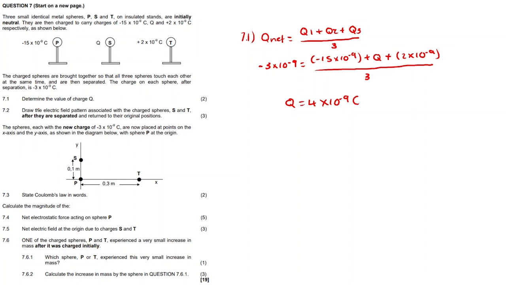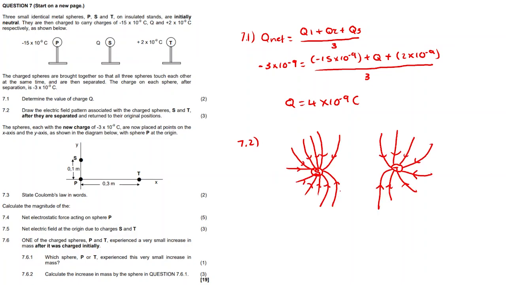Question 7.2. Draw the electric field pattern associated with the charged spheres S and T after they have separated and return to their original positions. After they have separated, they both have the charge of negative 3 times 10 to the power negative 9, therefore both negatively charged. So all your field lines should be pointing towards the charges. This is because the electrons move from positive to negative, therefore they're moving towards the negative.